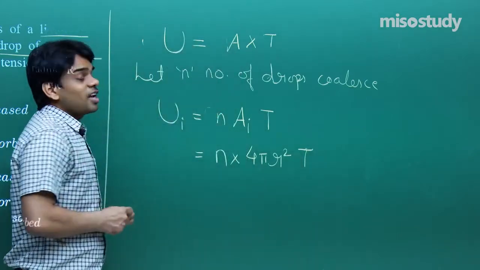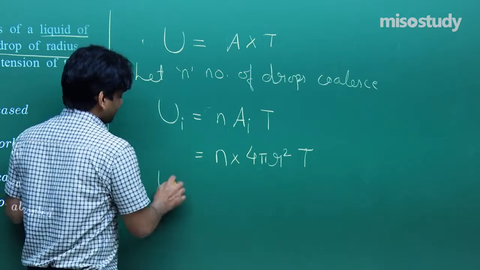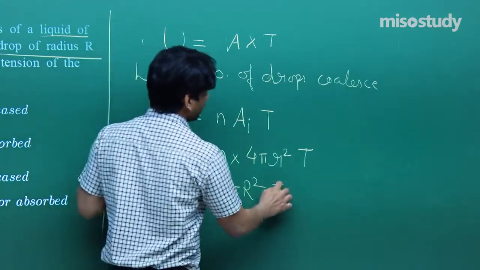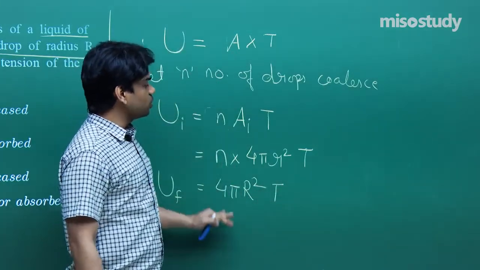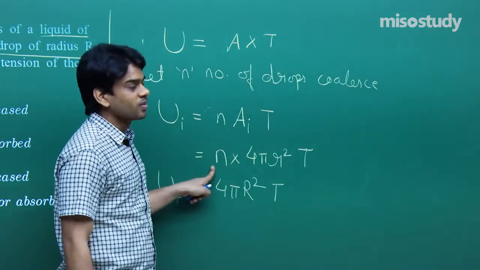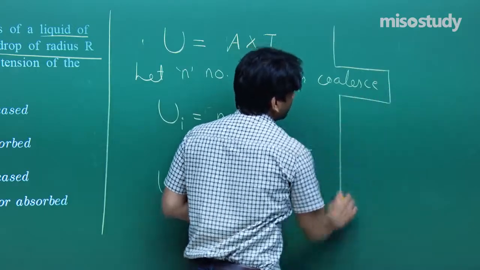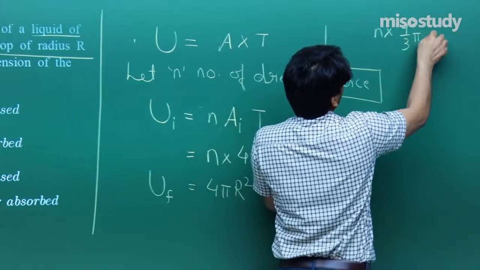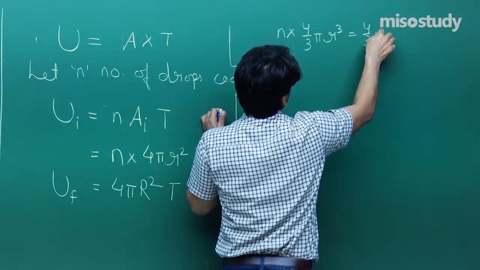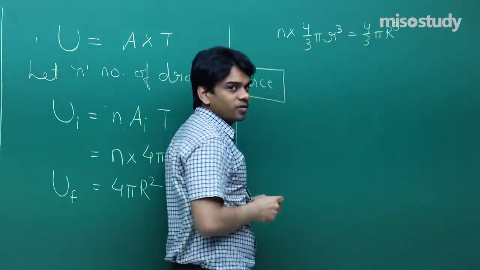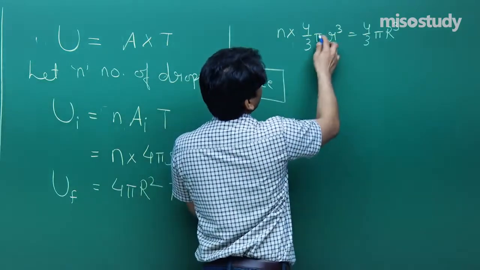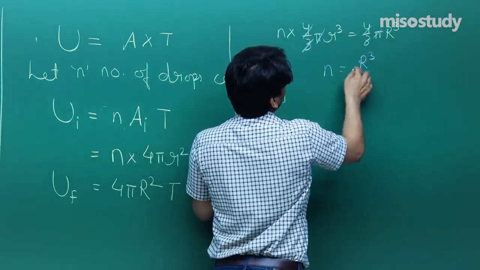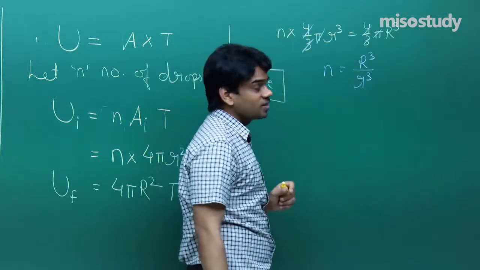Now the final surface energy after coalescing: one drop is made, with surface area 4 pi R square, multiplied with T. The problem in these two equations will be n. We all know that the larger drop is formed due to coalescing of smaller drops. You can say that n into 4 by 3 pi r cube will be equal to 4 by 3 pi R cube. So finally this term will be cancelled out, and you will have n equals R cube divided by r cube. So we got the first thing, the n value.